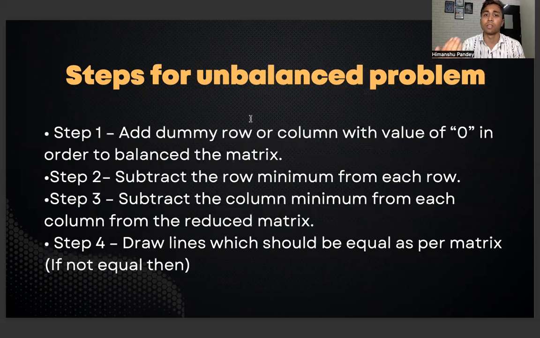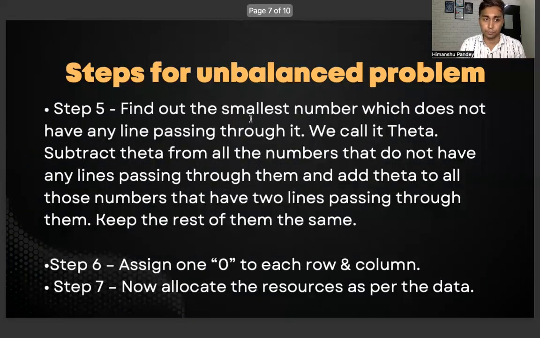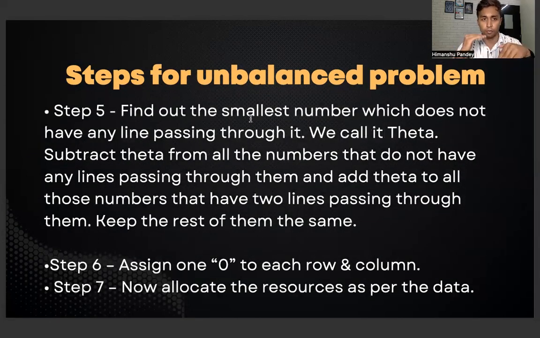Now we are going to have a look at the unbalanced problem. The first step is to add a dummy row or column with 0s in order to get a balanced matrix. Then the second one is to subtract the row minimum from each row. Then the third one is to subtract the column minimum from each column of the reduced matrix. Then the fourth one is to draw lines, which should be equal in number as per the matrix. If not equal, then the fifth step is to find the smallest number which does not have any line passing through it. We call it delta.